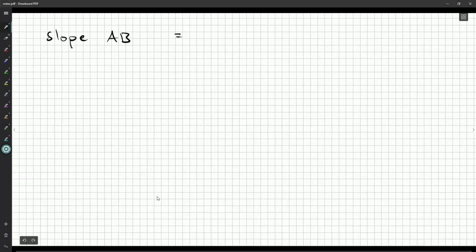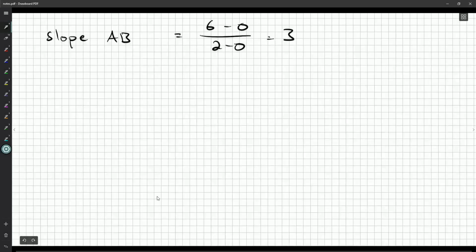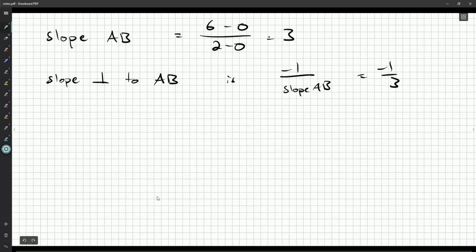So the slope for AB is rise over run, which should be 3. Just double check the coordinates there. Yeah, 2, 6. So the slope perpendicular to AB is -1 over the slope of AB. Perpendicular slopes are negative reciprocals. So we know the slope of our new line will be negative 1/3.